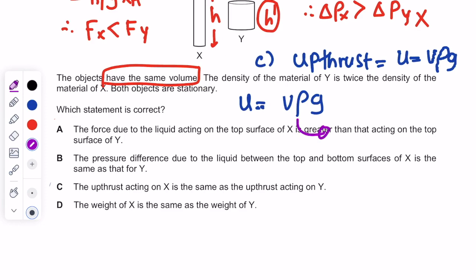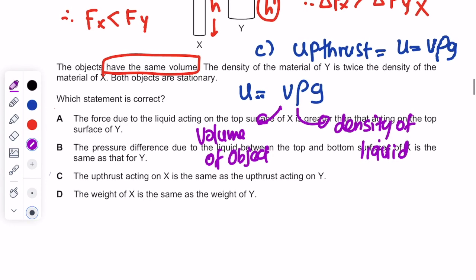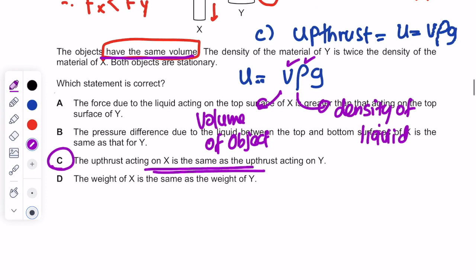Rho stands for the density of what? Density of liquid, not the object. And this is the volume of the object. So if you think about this one, at the beginning they said they have the same volume. They are both in the same liquid, so upthrust has to be the same. So upthrust is the same for both objects. That's correct. Answer is C.